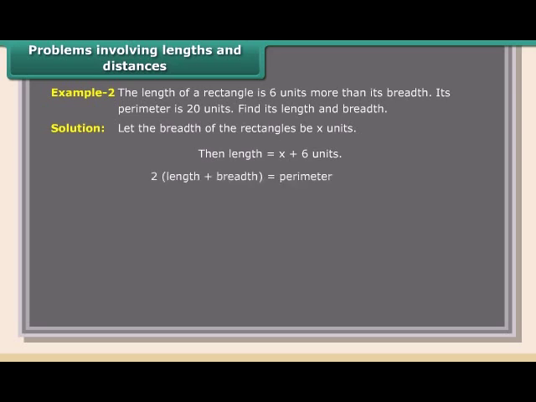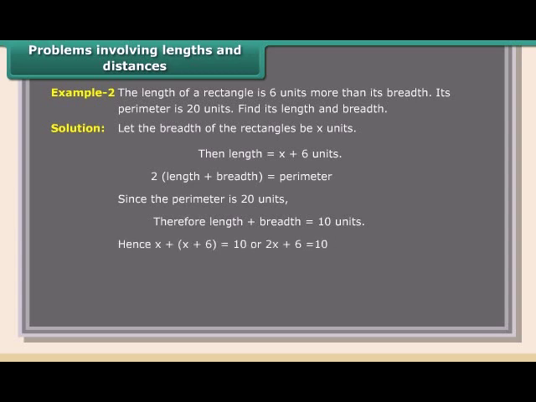2 into (length plus breadth) is equal to perimeter. Since the perimeter is 20 units, therefore length plus breadth is equal to 10 units. Hence x plus x plus 6 is equal to 10, or 2x plus 6 is equal to 10. Therefore, 2x is equal to 4 and x is equal to 2. Breadth is equal to 2 units. Length is equal to 2 plus 6 is equal to 8 units.